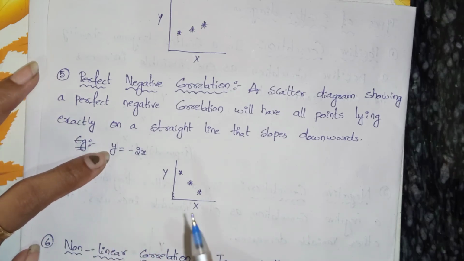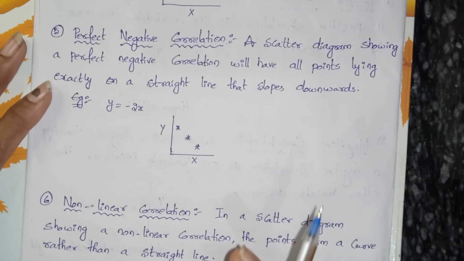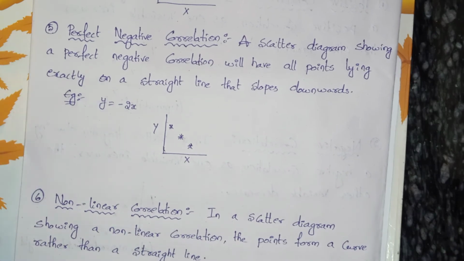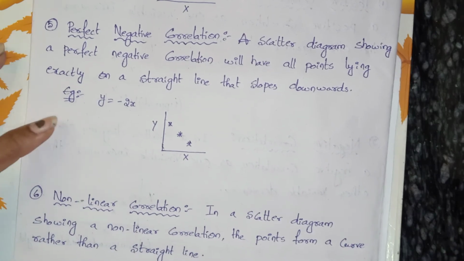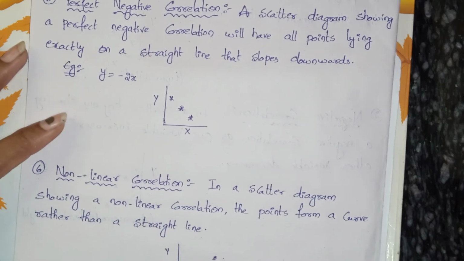That means it is changing step by step in a correct ratio. That is called perfectly negative correlation. It is the inverse of positive correlation, perfectly positive correlation.